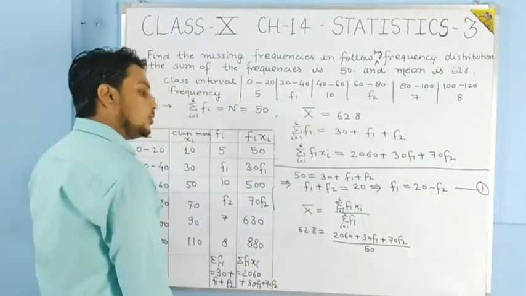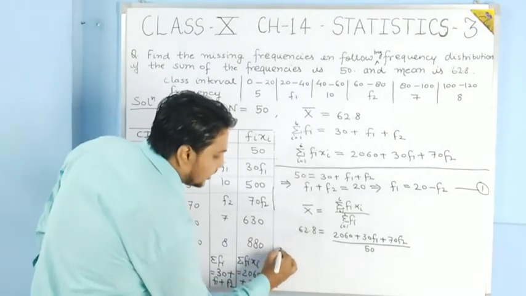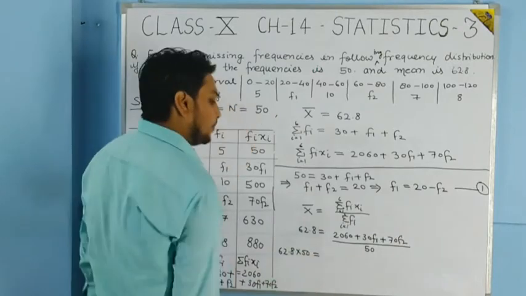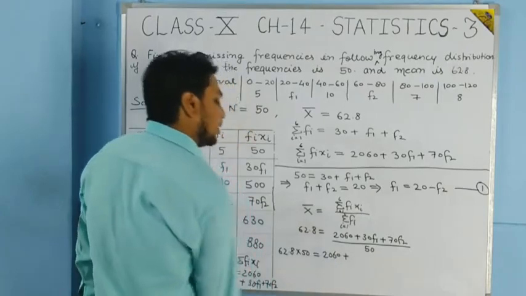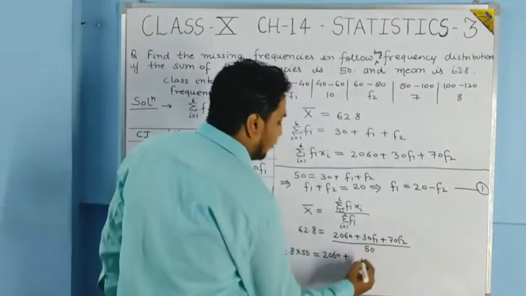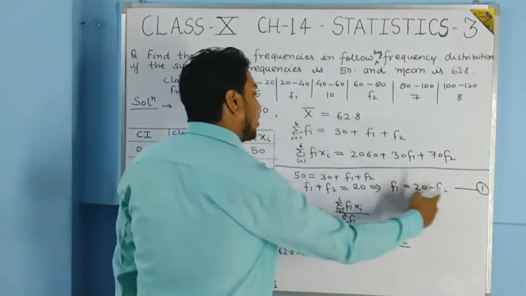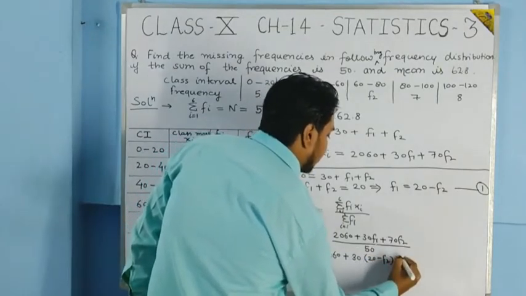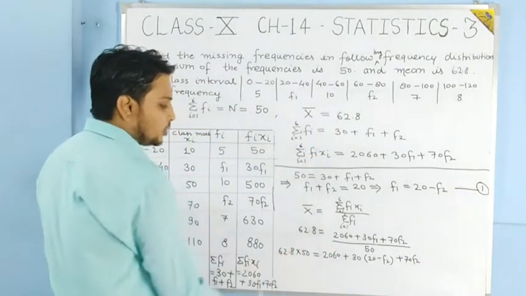Okay students, now shift this 50 to the left hand side. So what you will get, 62.8 into 50 is equal to 2060 plus 30 into F1. Now you can put the value of F1, and the value of F1 is 20 minus F2, and here it is 70 F2. Now we have to solve it.